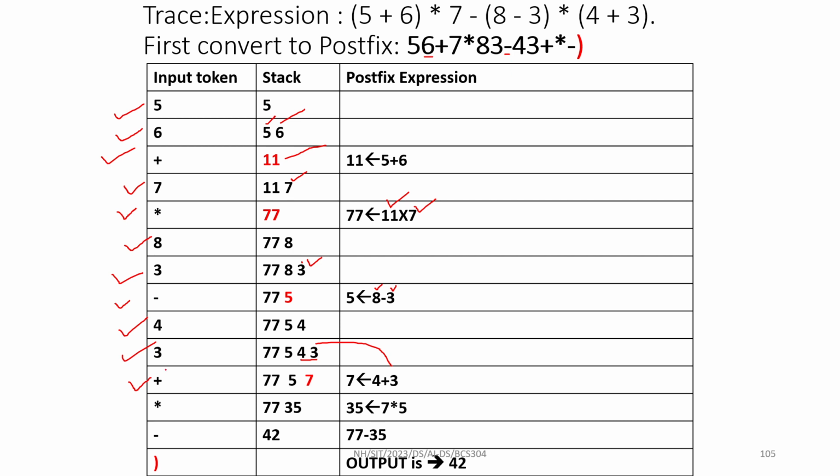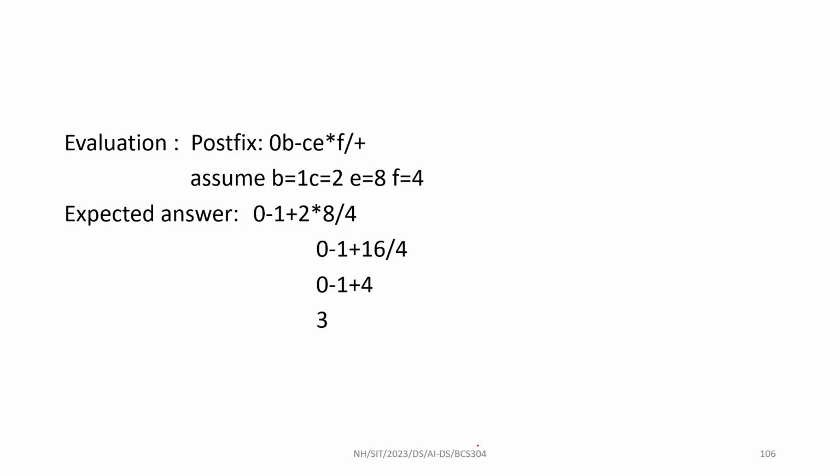Okay. The next symbol is star, so perform the operation. 7 into 5 is 35, pushed onto the stack. Next is minus. 77 minus 35 is 42, and then the closing bracket. When the closing bracket arrives, that indicates you have to stop. Whatever the content is in the stack, that is the output. So 42 is the output. So this is how we can evaluate the expression.